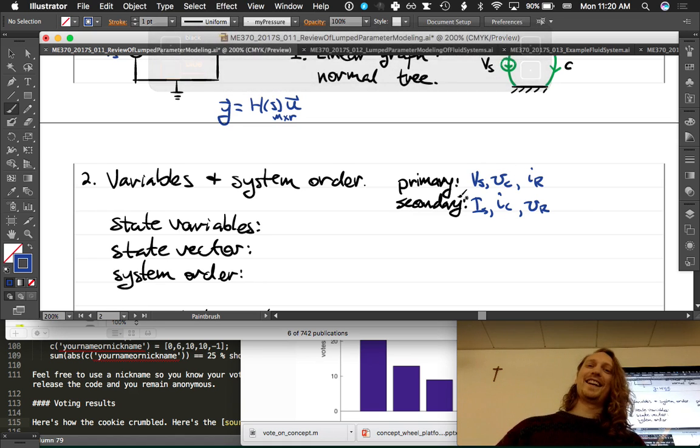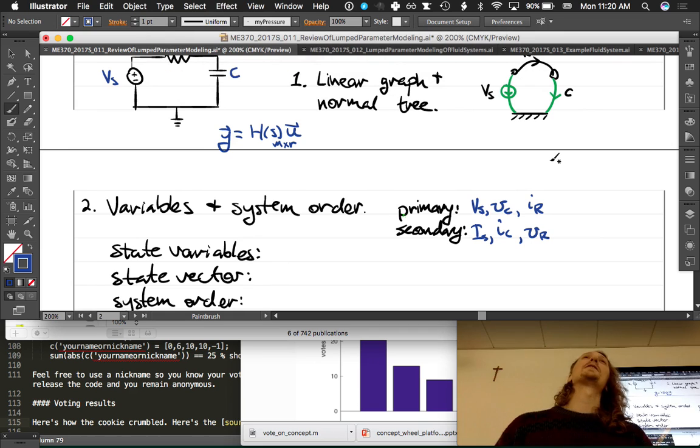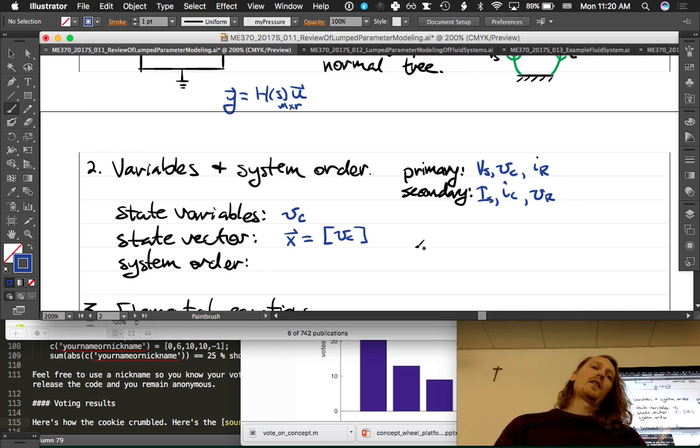So in this case, we only have one energy storage element, and it happens to be in the normal tree, right? Conveniently, it's VC. So what would the state vector be if we were to write it? Just VC. And the system order, then, first order, very good, n equals 1. Awesome.